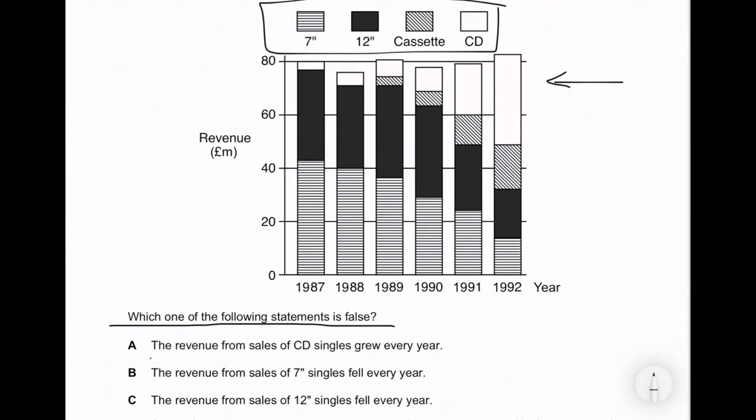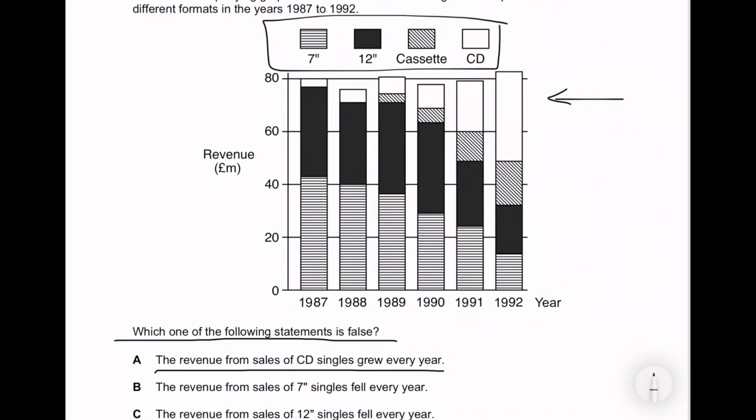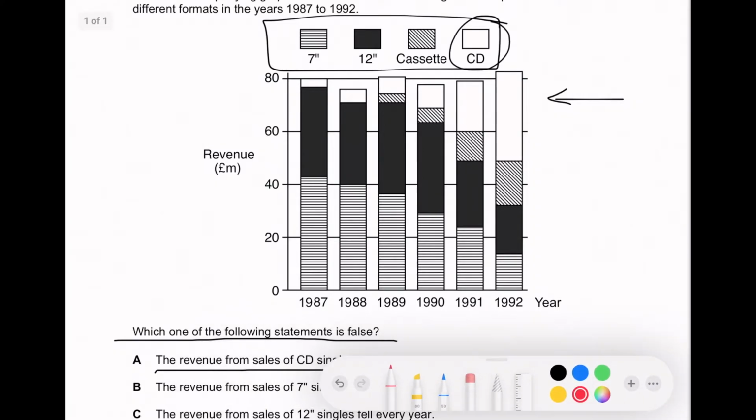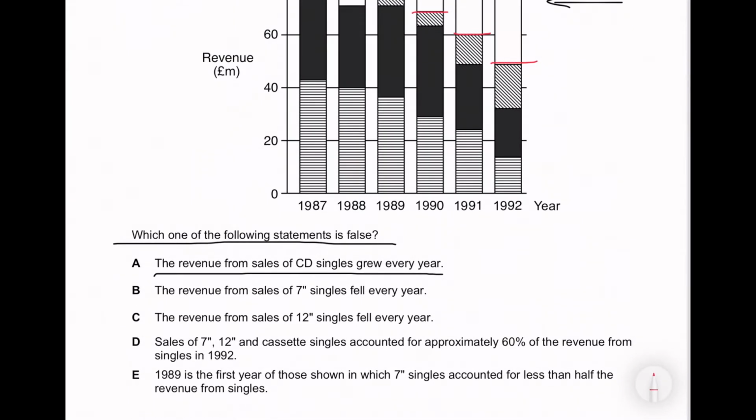Let's test if the revenue from sales of CDs grew every year. Okay, so CDs is the white one, this one here. So let's just take a look at the graph. Yes, so from this year to this year, that's an increase. The white has increased here. I'm just looking at the white, right? Looking between here and here, here and here, here and here. Yep, it looks like it increased every year. So because this is true, it cannot be the one that is false. So I'm going to cross out A.